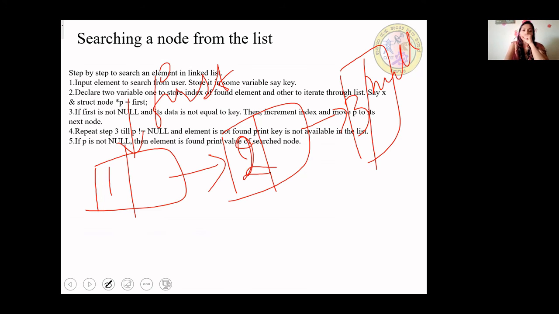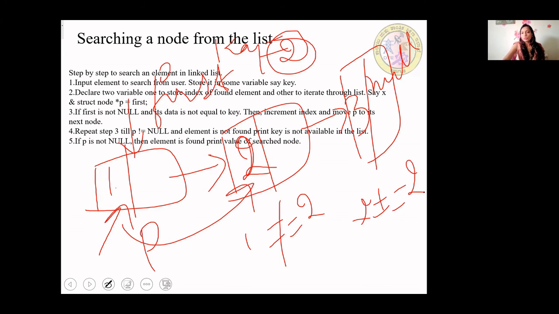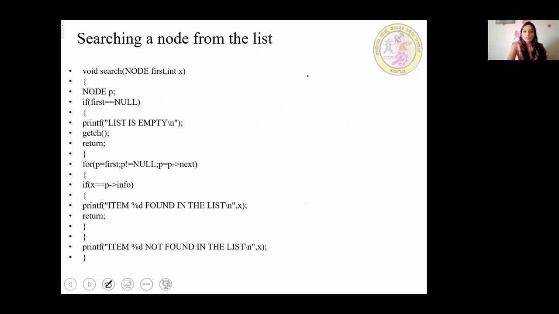Now I want to search, for example, element 2. The key element to be searched is 2. For this I have to take a pointer P, and then compare: P of info is equal to key. Is 1 equal to 2? False. So I'll increment. Is 2 equal to this 2? Yes, this is true. So the element is found at position 2. Like this we search. So we have here one program.